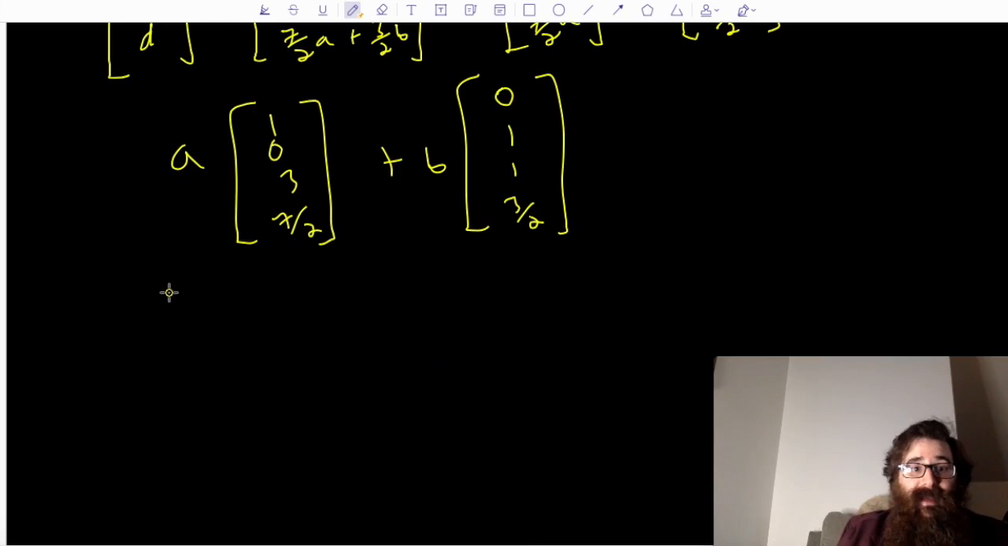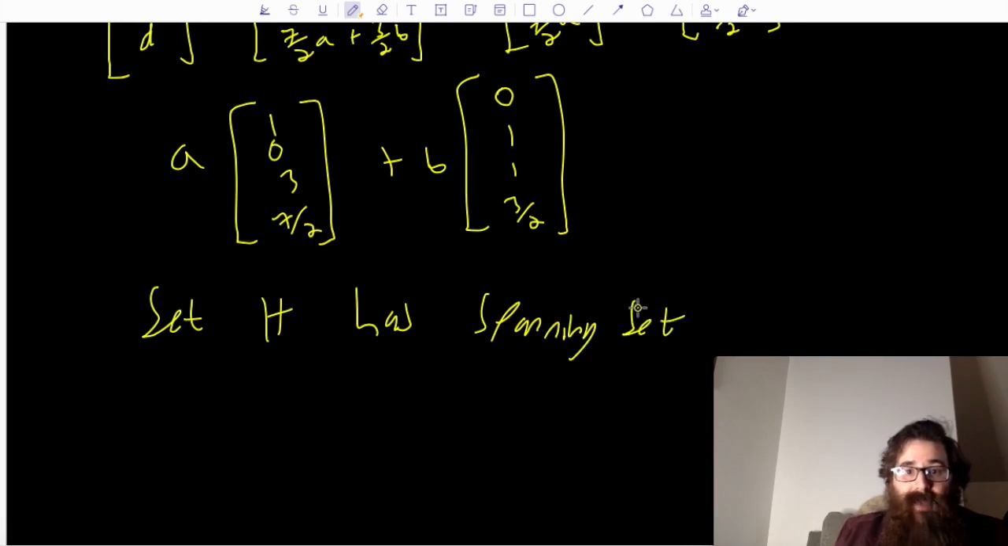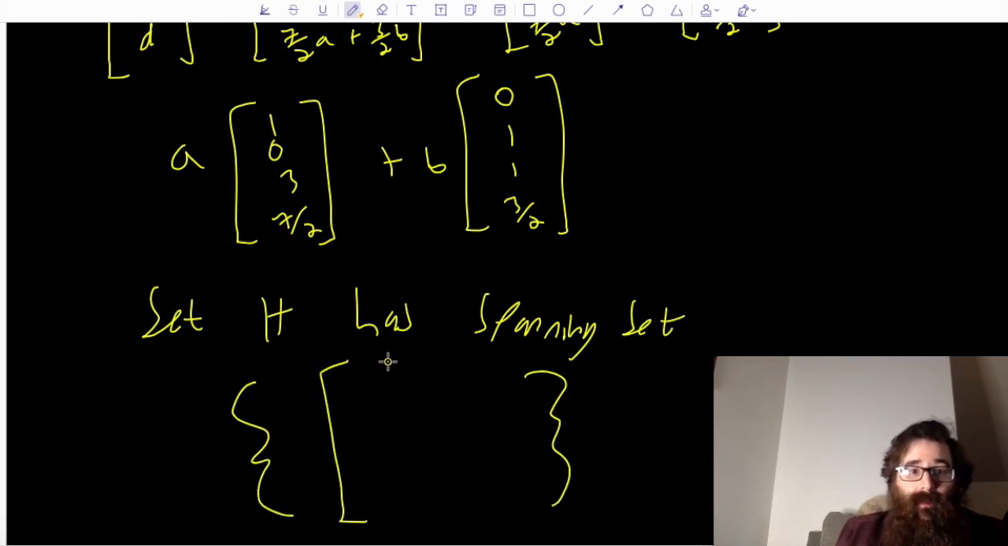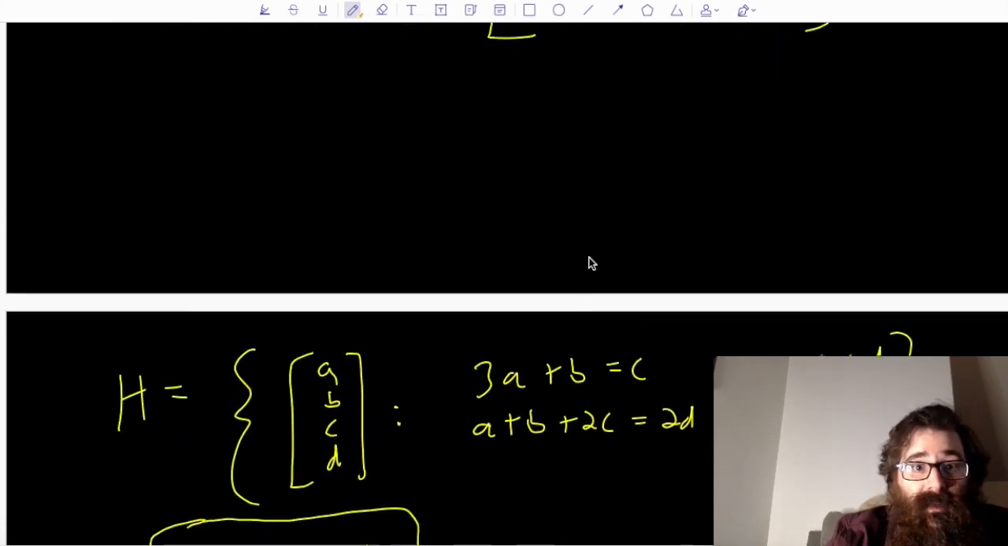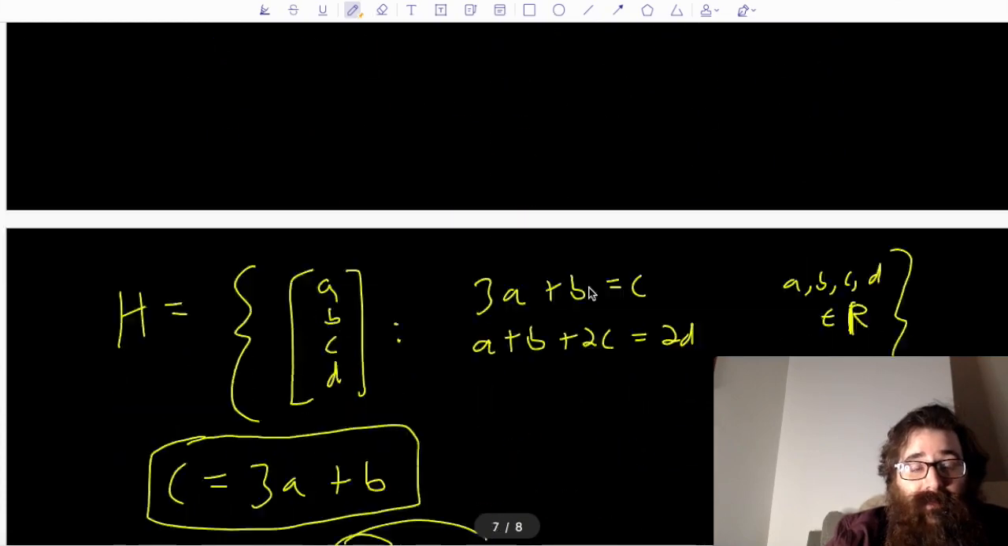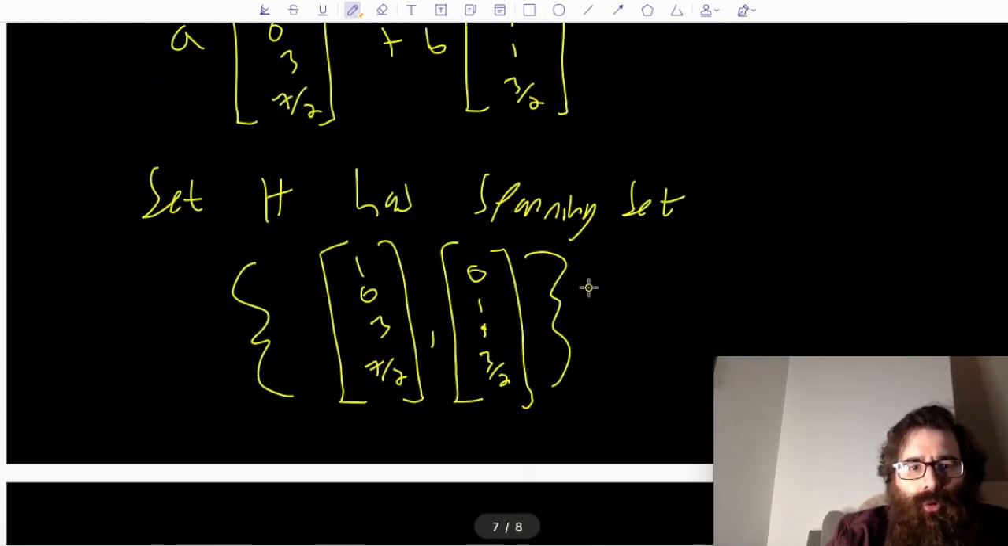Right? I could say set H has a spanning set with these 2 vectors, 1, 0, 3, 7 halves, and 0, 1, 1, 3 halves. We kind of get some options for this one. You want to describe it with a null space? I did too. I did that. Very lazily too. Or we can build a spanning set.